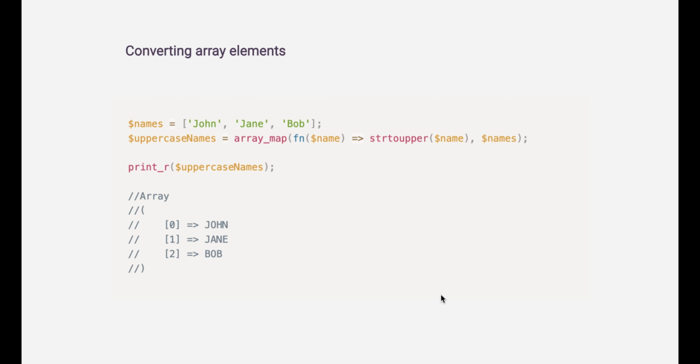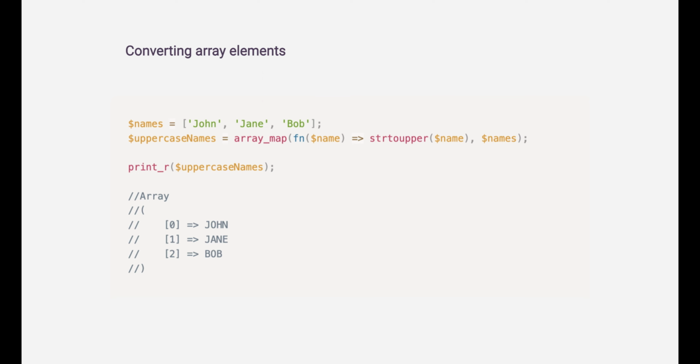Another example of using an arrow function is converting array elements. For example, we have an array of names and we want to convert names into uppercase. To do this, we'll use the array_map function, which takes as the first parameter a callback function, which will then be applied to each array element that we pass as a second parameter. The arrow function applies this toUpper operation to each element of the array. In the result, we have a converted array containing names in uppercase.